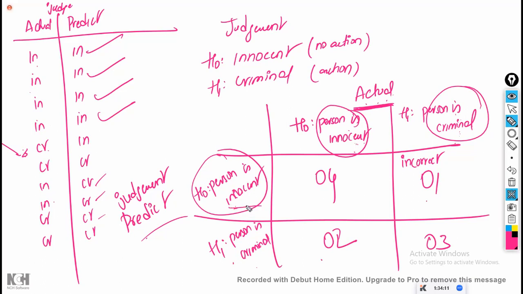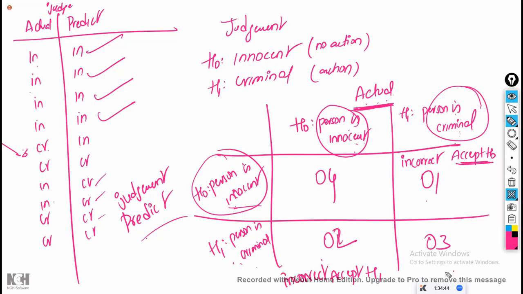Person is innocent. He has predicted the person is innocent. Means incorrectly he is accepting the H naught. Accepting H naught is what he has done, which is incorrect. Incorrect acceptance of H naught. Now coming to this one, what has he accepted? H1. He has accepted H1, which is nothing but incorrect. So incorrect acceptance of H1.